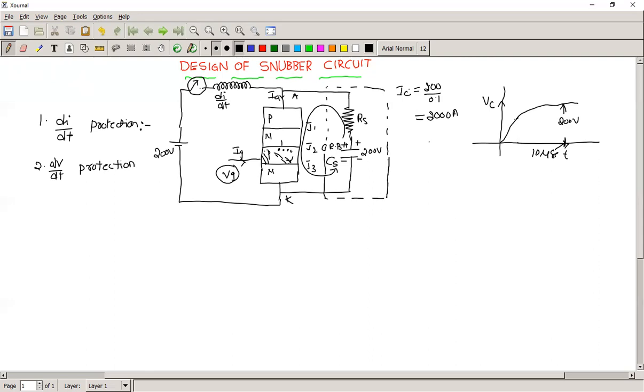The capacitor we connect across the SCR is only to limit the dV/dt, the rate of change of voltage. That is enough. But to control the discharging current after turning on the SCR, we connect one resistance in series with the capacitor. This is nothing but a snubber circuit.